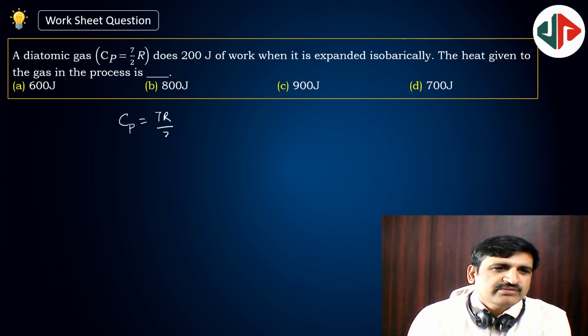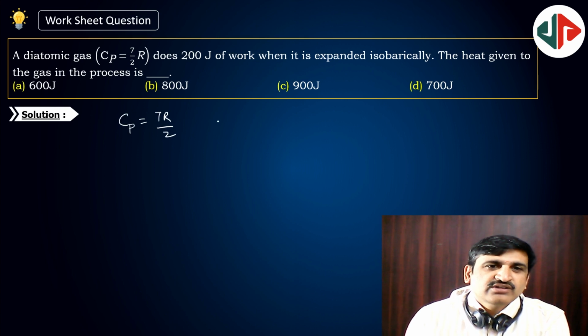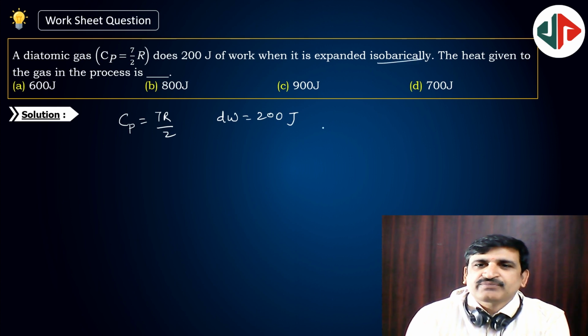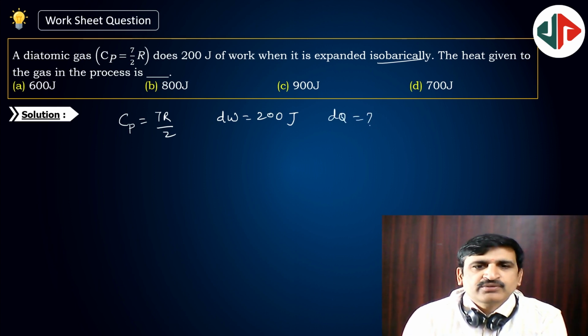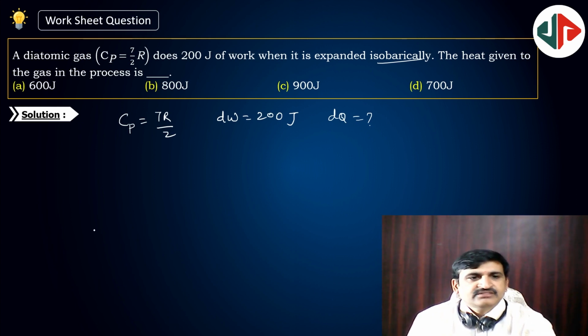7R by 2, that everybody knows. Does 200 joule of work, dW is equal to 200 joules. It's expanded isobarically. The heat given to the gas in the process is dQ is equal to how much? Isobaric process, work done formula. Yes, these are the formulas.